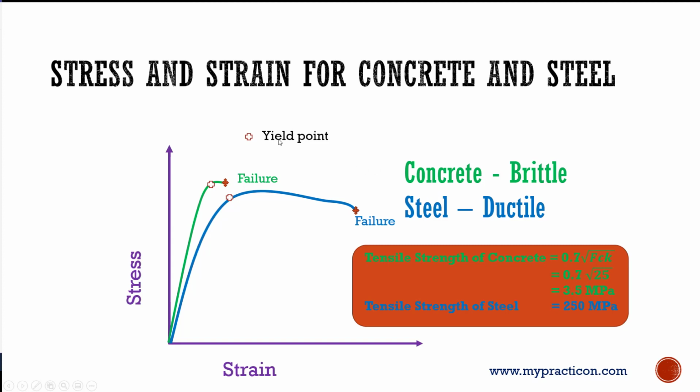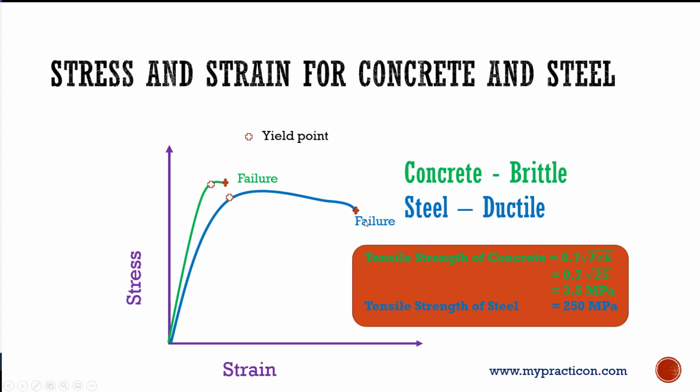Whereas in the yield point for the mild steel, for example, this is the yield point and this is the failure point. You have enough deformation before it goes to failure. So steel is a ductile material. It provides enough deformation before it fails from the yield point. So that's why we have enough time to understand the failure mechanism when the steel is actually in the critical scenario.